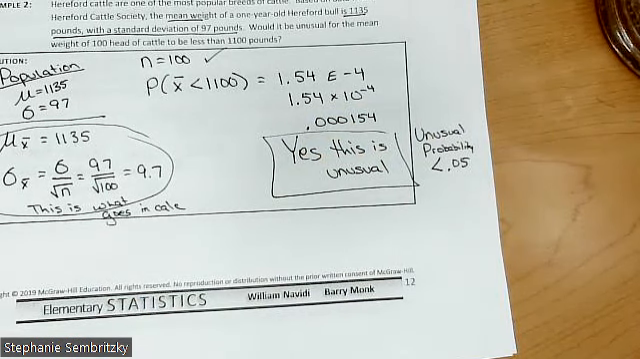And otherwise, we're doing the same type of calculations. We're just putting in a different mean and standard deviation in the calculator, because you're finding probabilities about the mean. All right, that's all for 7.3. 7.4, we just put in proportions.